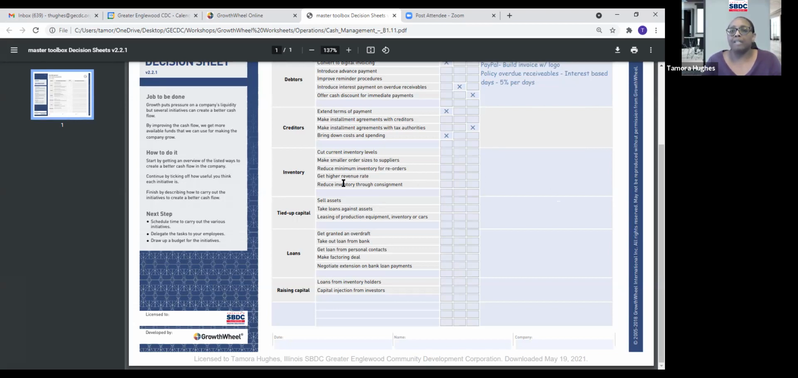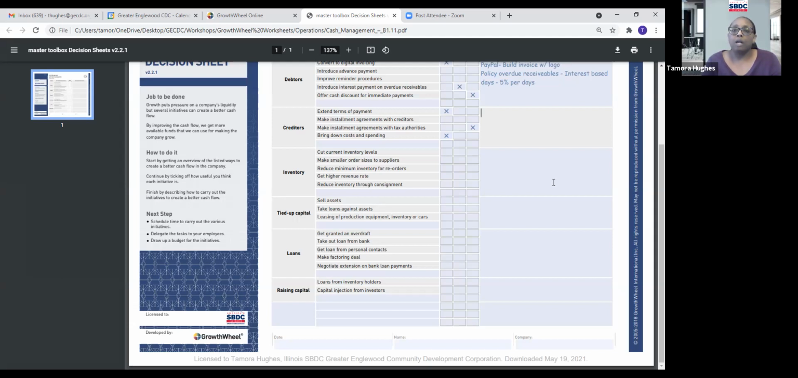And so the rest of them are getting higher revenue rates, as well as reducing inventory through consignment. So this is where you can, through consignment, work with other groups. If there are a whole bunch of people or groups that you're working with, and all of you are doing printing, and all of you need various types of t-shirts that you can buy in bulk, then you work together to reduce that.